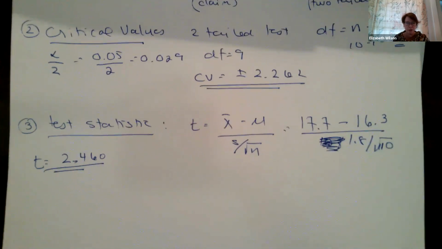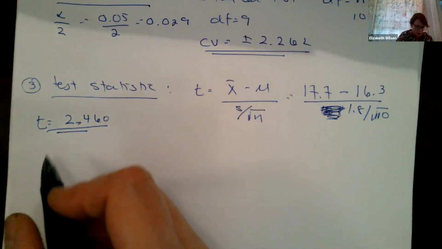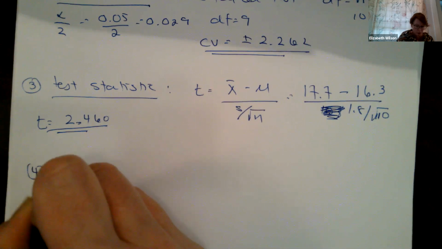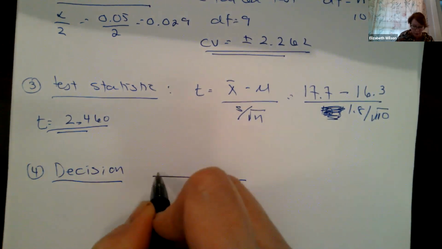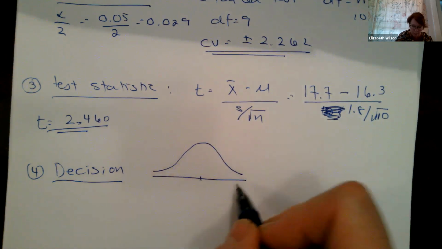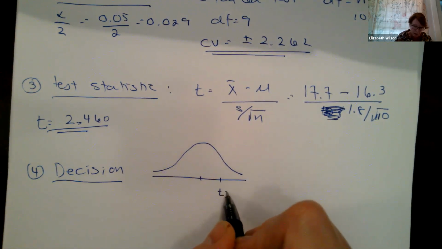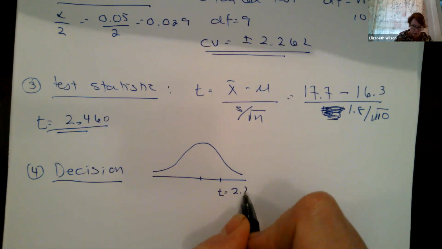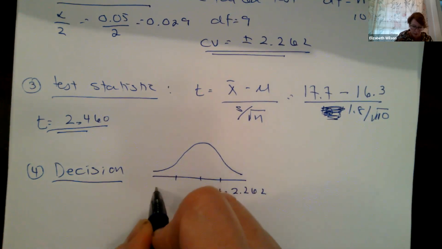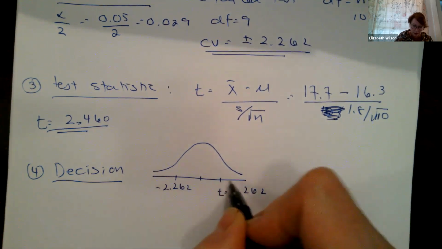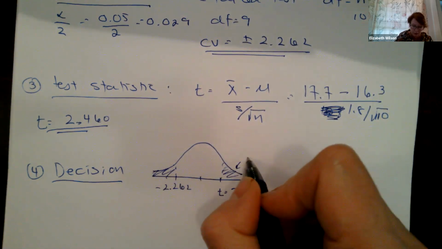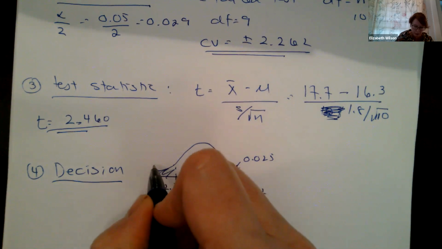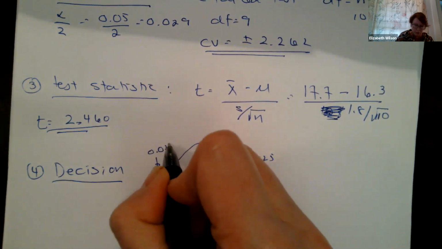All right, so what does that mean? Our critical values and our test statistic, I need to use those to make a decision. I'm just going to draw a quick graph here. So I've got my t value, 2.262, and then I've got minus 2.262. These define our critical regions. This area is 0.025. This area is 0.025.